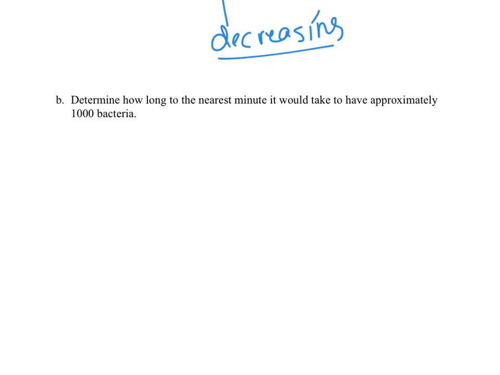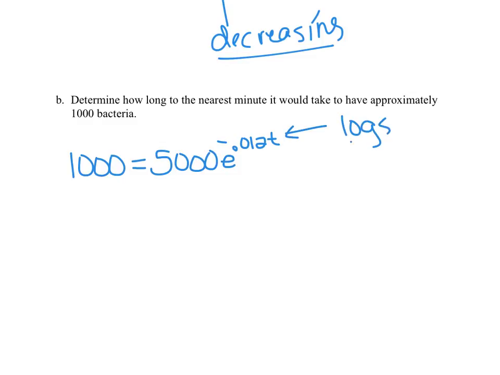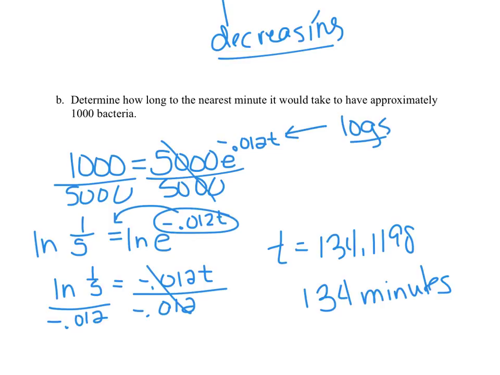Determine how long, to the nearest minute, it would take to have approximately 1,000 bacteria. So that just means we have 1,000 as the end. I started with 5,000, e to the negative 0.012, and that's time t. So I have an exponent here. When you're solving for an exponent, we're going to use logs to solve. So solve it. I'll give you a minute to solve this. I'll pause it, and try it on your own.